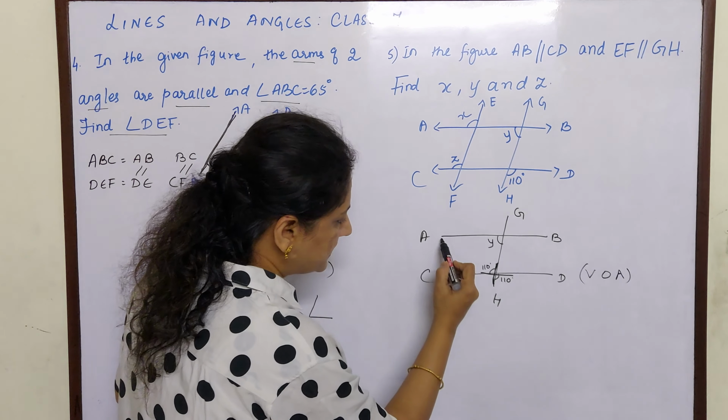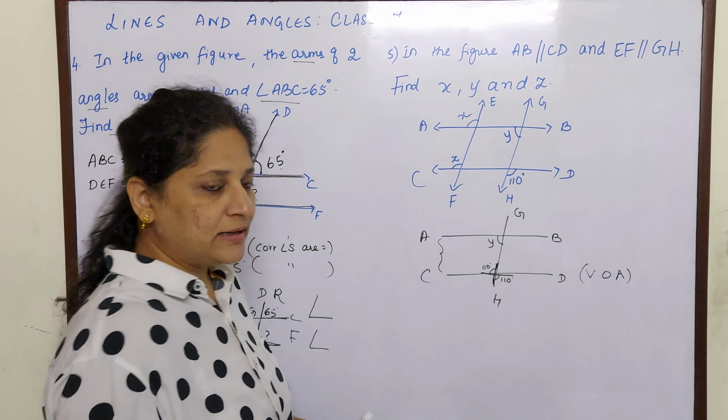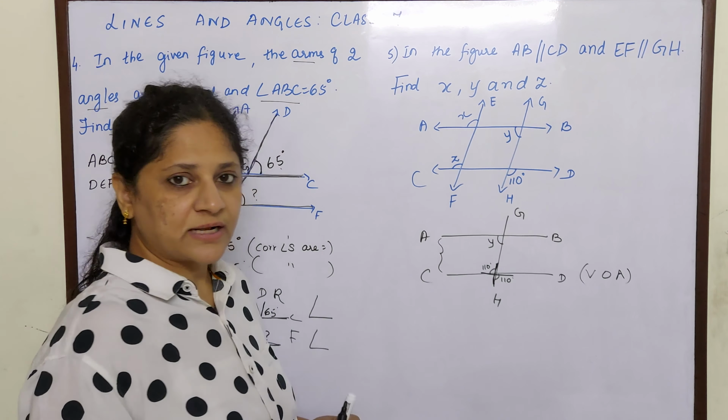Now if you see this Y plus 110, they are on the left side of the transversal. So I can say Y plus 110 will give me 180. Why? Because they are interior angles on the same side of the transversal. So interior angles on the same side are supplementary, so 180 degrees. If Y plus 110 is 180, then Y is 180 minus 110, which is 70. So we have got Y as 70 degrees.